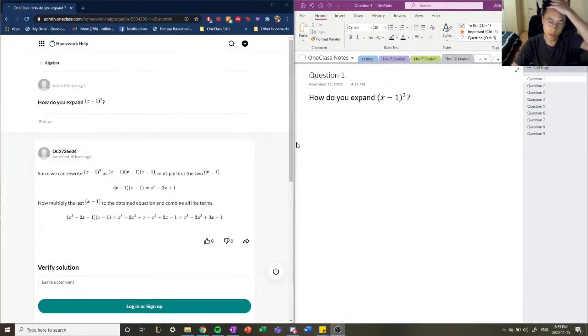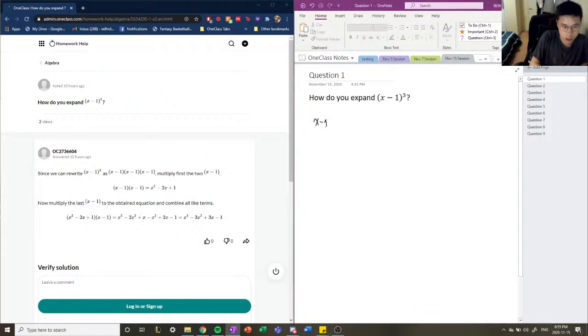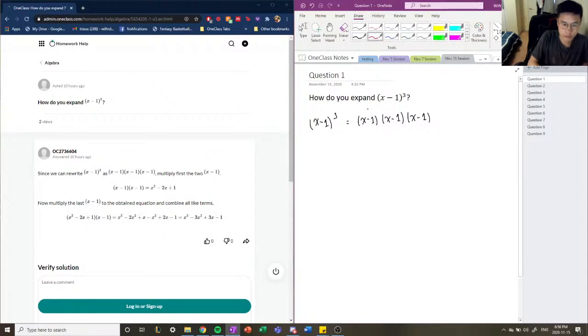Okay, cool. So the first question reads, how do you expand x minus 1 cubed? So let's start by writing out what x minus 1 cubed is equivalent to. So x minus 1 cubed can also be written as x minus 1 times x minus 1 times x minus 1. Okay, so we're going to need to expand each of these factors. And so we're going to expand these first two factors first, okay? So we're going to use our FOIL method, which means that we're going to multiply the first terms together, add them to the product of the outside terms, the product of the inside terms, and the product of the last terms, okay?